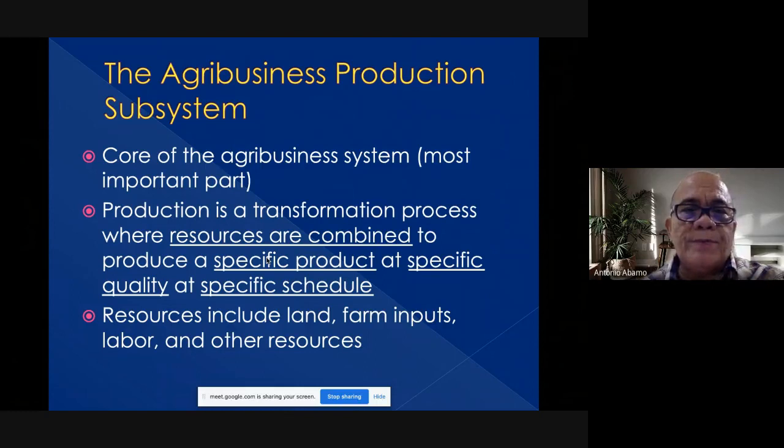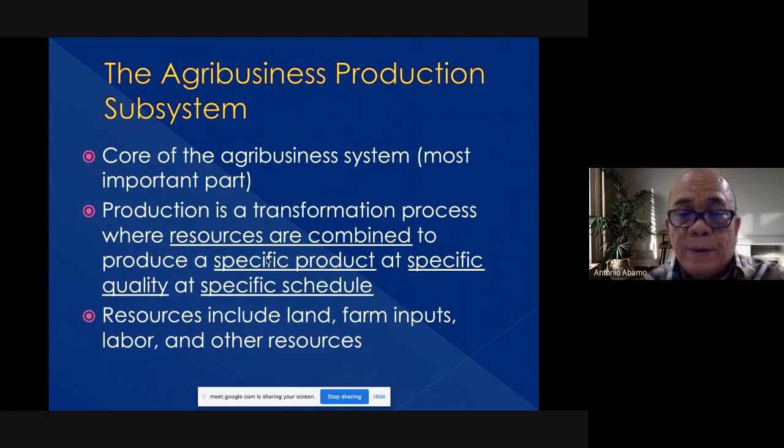Now, production is generally defined as a transformation process where resources are combined to produce a specific product at a specific quality or specific schedule. Now, when we say resources, what are these resources? When we combine these resources to produce a certain product or a specific quality of product, we mean land, farm inputs, labor, and other resources, or you may call it entrepreneurial skills or management skills. So when we say production, there is transformation, and the transformation involves a combination of resources to produce specific quality products.